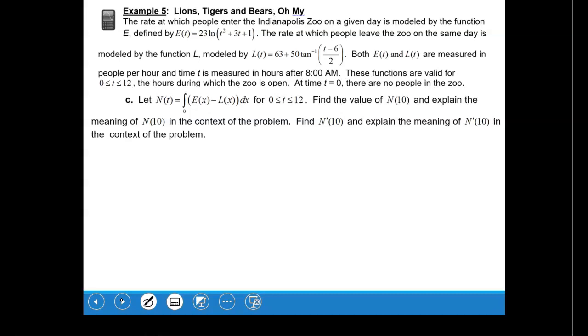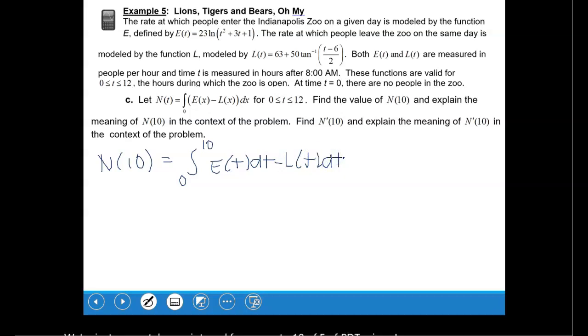N of T represents the number of people who have entered and now left. Find the value of N of 10 and explain the meaning of N of 10 in the context. Find N prime of 10 and explain the meaning of N prime of 10 in our context. So N of 10 is super easy. We're just going to take our integral from 0 to 10 of E of T dt minus L of T dt.